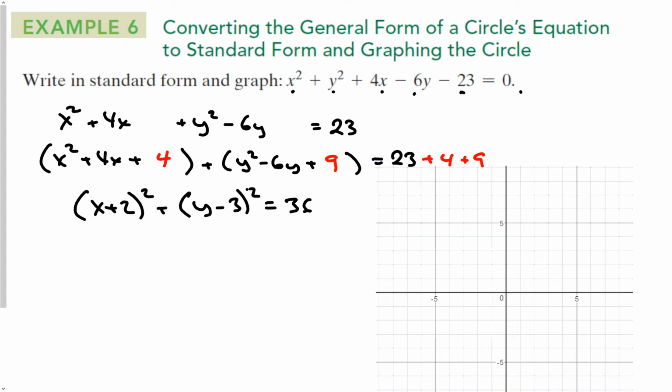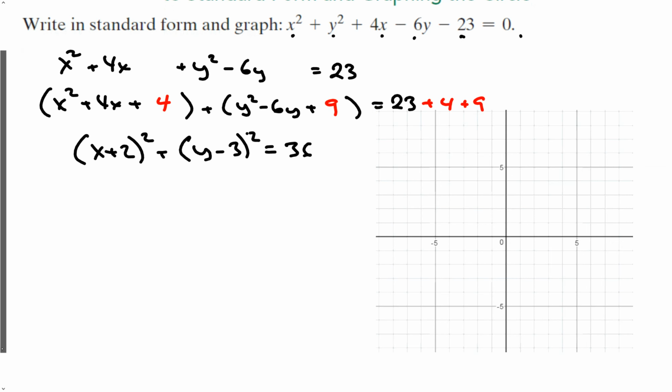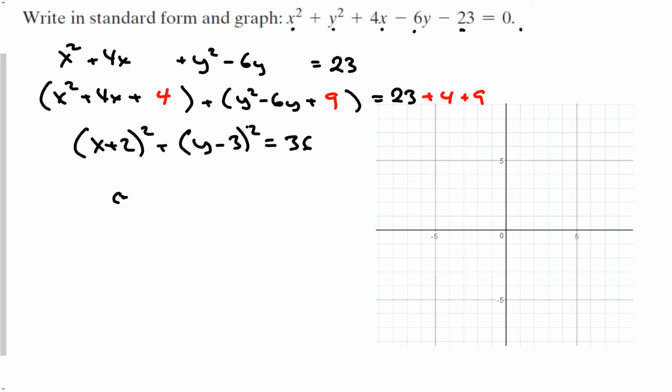I can graph this fairly simply, because now I know the center. The center is going to be negative 2, 3, right? Opposite sign, opposite sign. The radius is going to be 6. So we start at negative 2, 3. I'm going to go 6 up. 1, 2, 3, 4, 5, 6, right to the top. 1, 2, 3, 4, 5, 6, right. 6 down, and 1, 2, 3, 4, 5, 6 left.